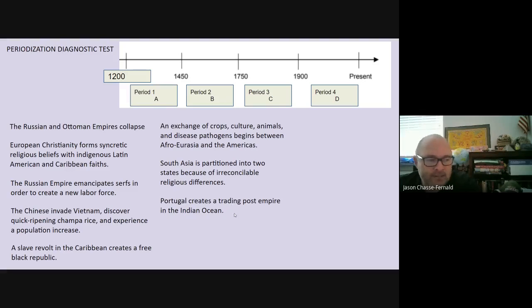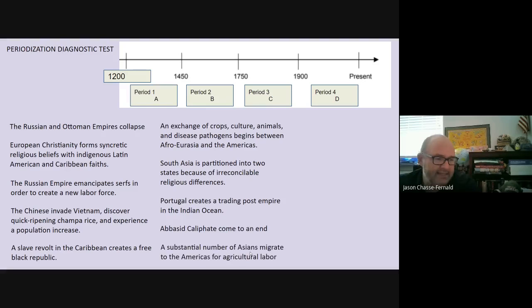Portugal creates trade post empire, Indian Ocean. So that is B, right? And every time we do this, I always ask the kids in class what the name of the vocab word is for the tax that the Portuguese required others to pay. All right, Abbasid Caliphate comes to an end. All right, so that's obviously 1258 for a year. So that should give you the answer. Who does this? This is the Mongols.